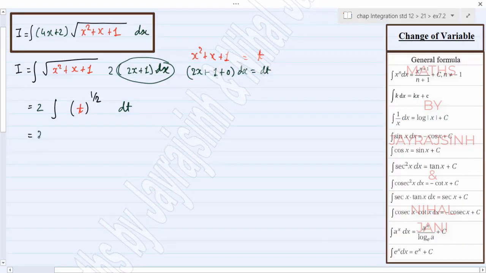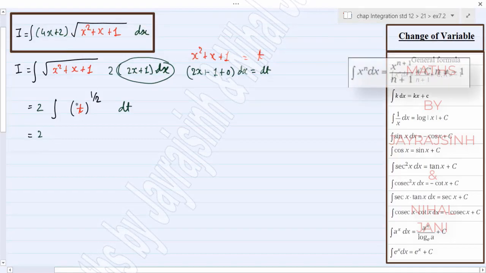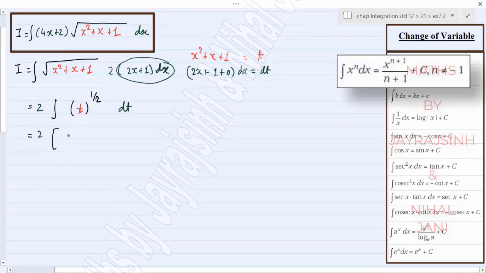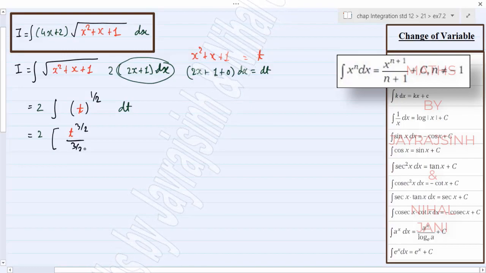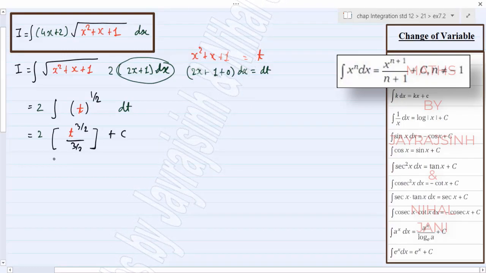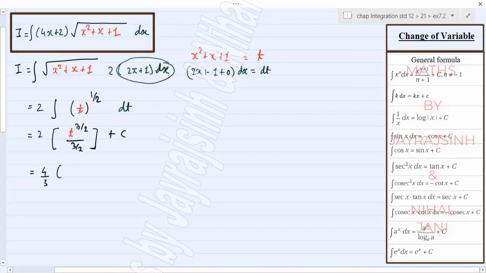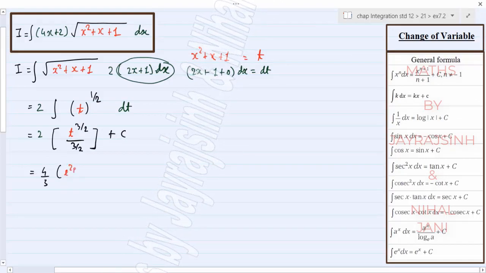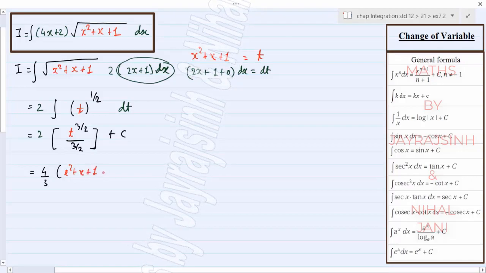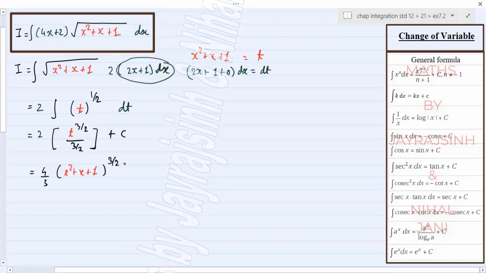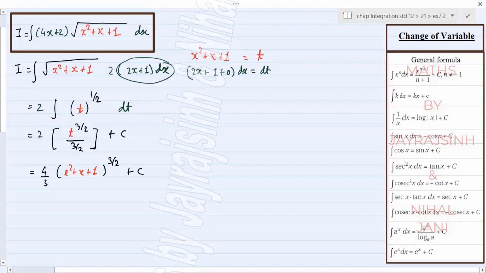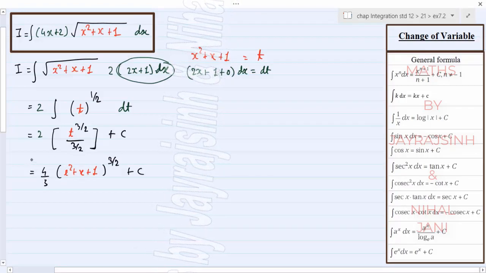So let's take 2 as it is, and integration of t raised to 1 by 2 is simply t raised to 3 by 2 upon 3 by 2 plus c. So it will be 4 by 3, and the value of t is x square plus x plus 1 whole raised to 3 by 2 plus c. This is your final answer. Ta-da!